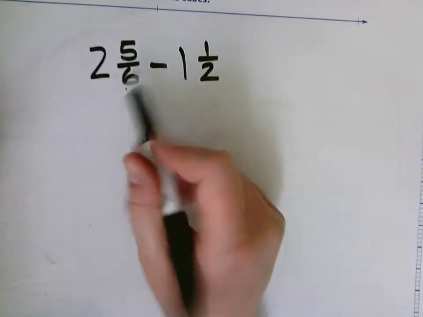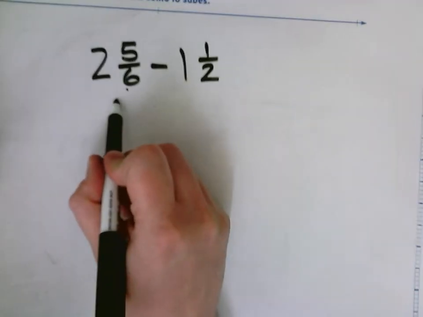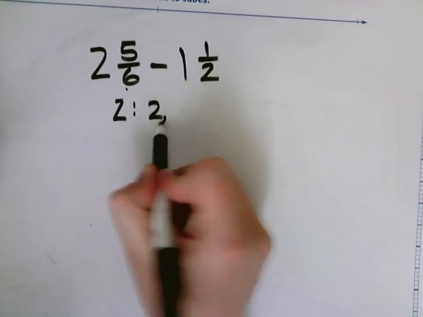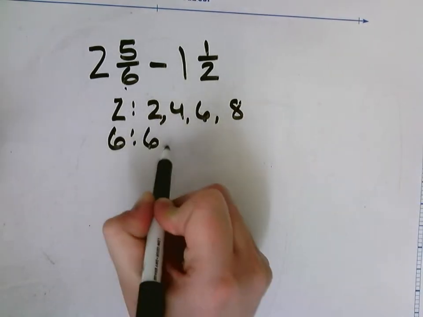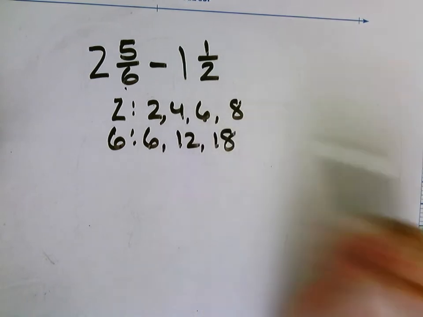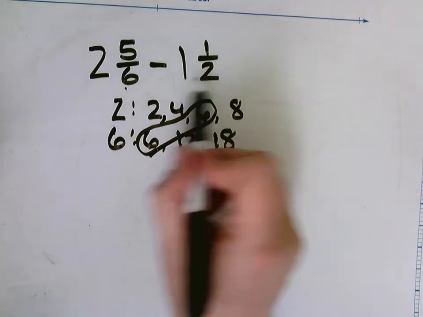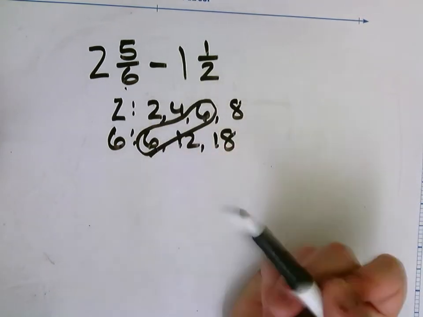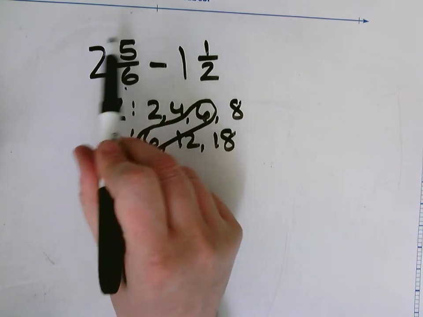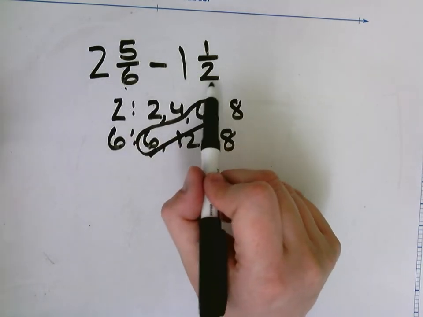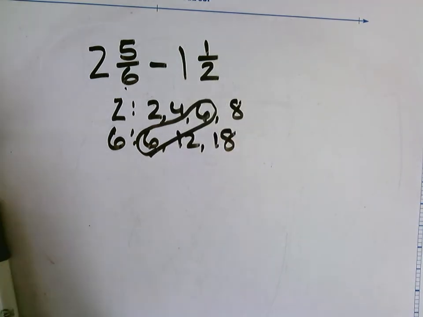So I'm going to need to find a common denominator for 6 and 2. So I can write out my multiples of 2, 2, 4, 6, 8. My multiples of 6, 6, 12, 18. And I already can see, whoop, there's 6 in both lists. Were you able to tell before we wrote it out? So 2 5/6 already has a denominator of 6, so I can keep that one the same. And I'm going to find an equivalent fraction for 1/2 that has a denominator of 6.